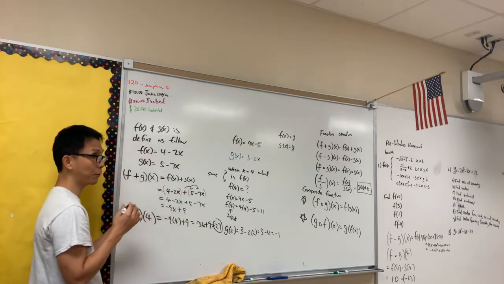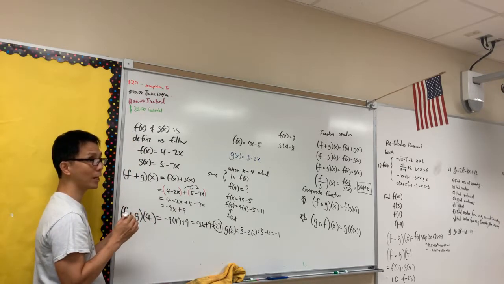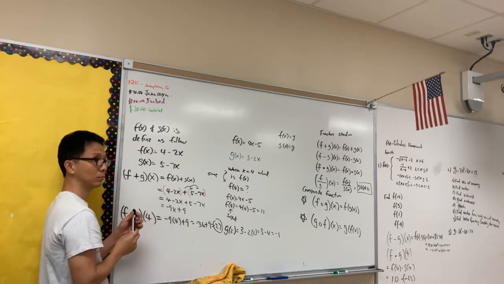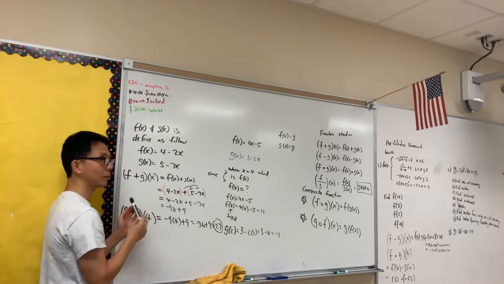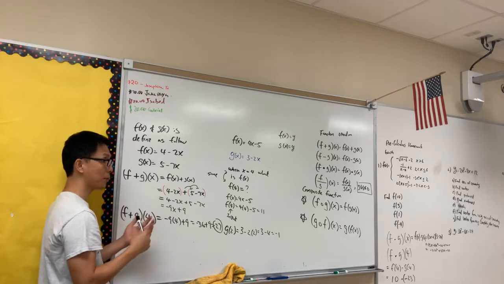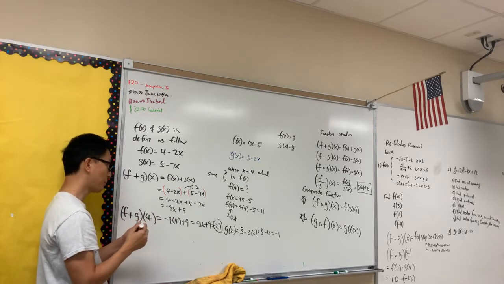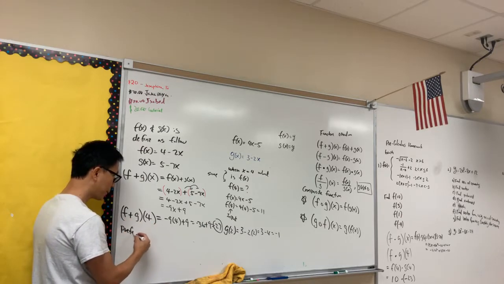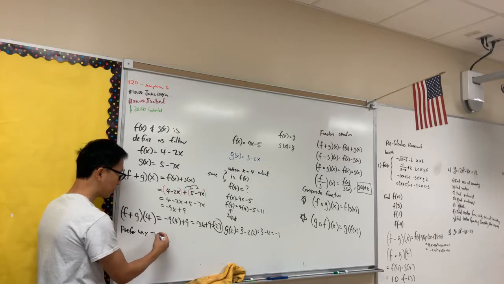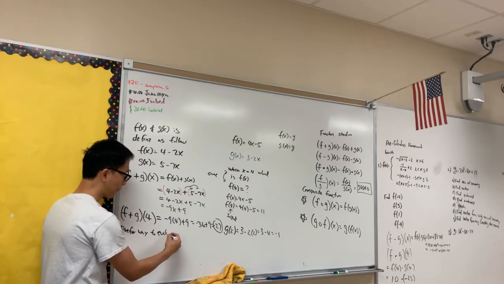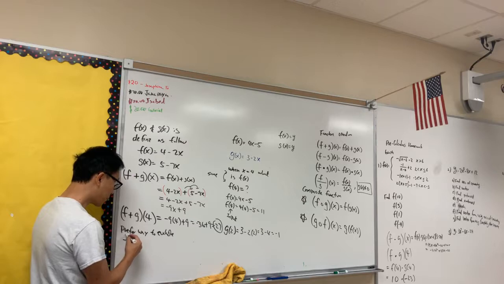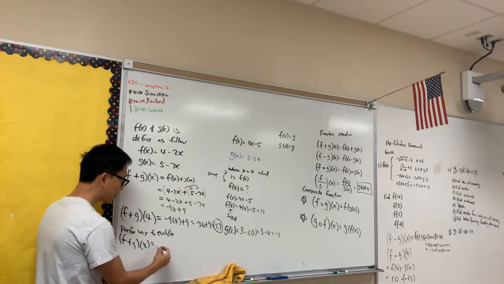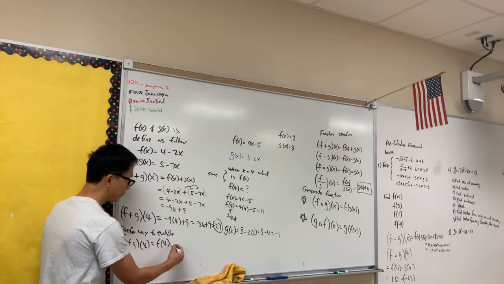But that's not my preferred way. Here's why it's not my preferred way. Because what if I simplify it wrong? And if you plug in the wrong thing, you get a wrong answer. So my preferred way to evaluate f plus g of 4 is to say f of 4 plus g of 4.